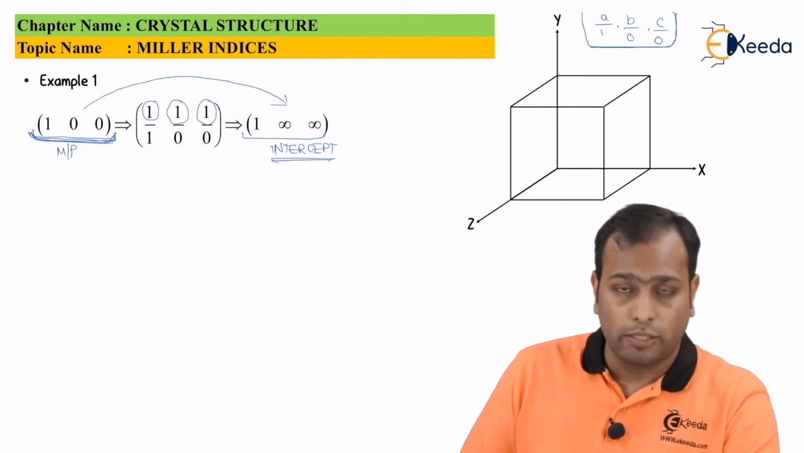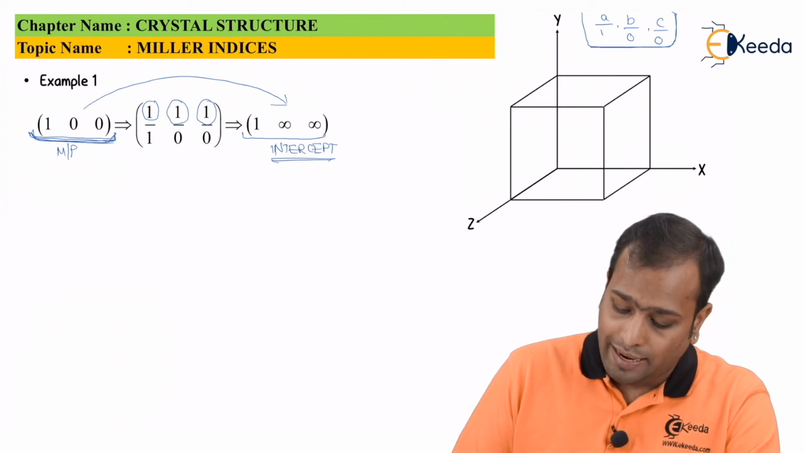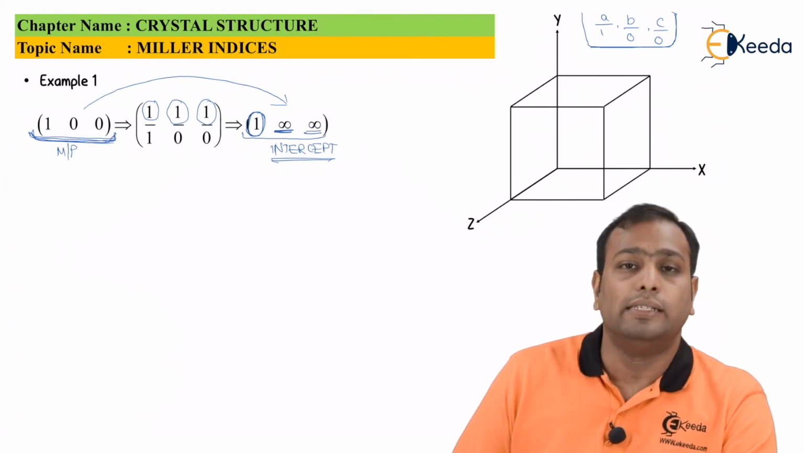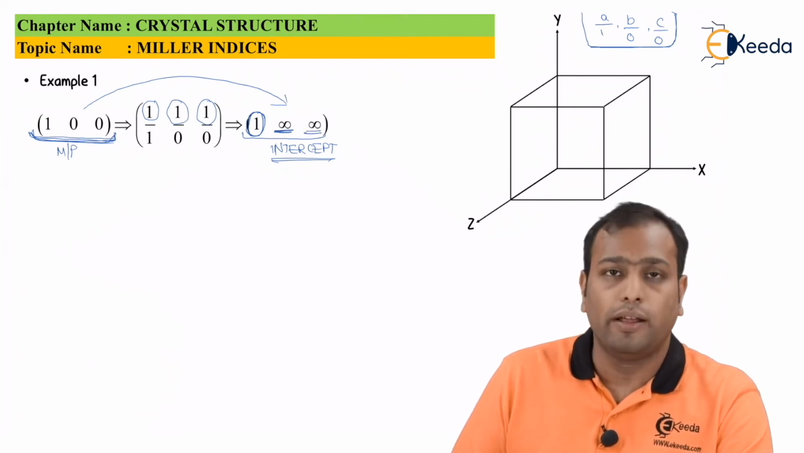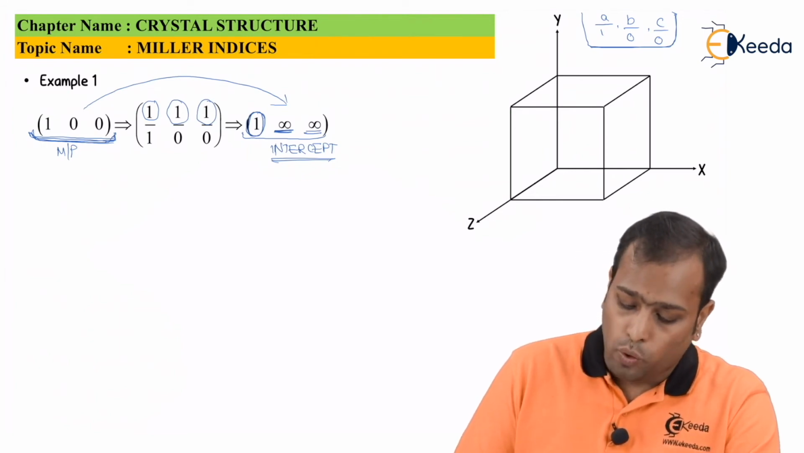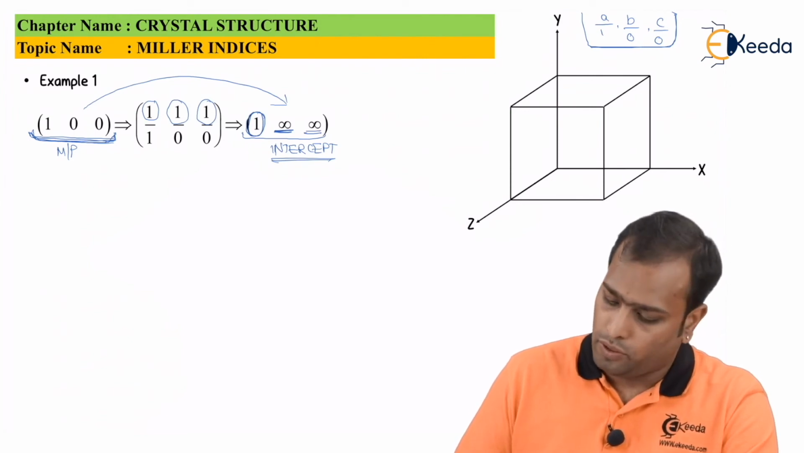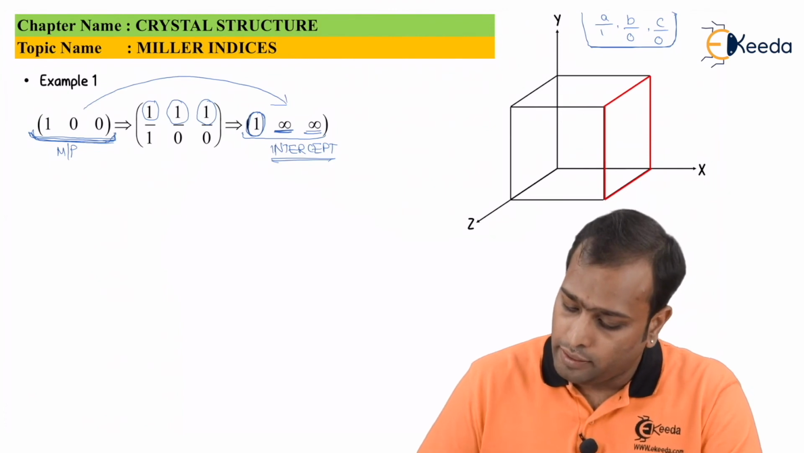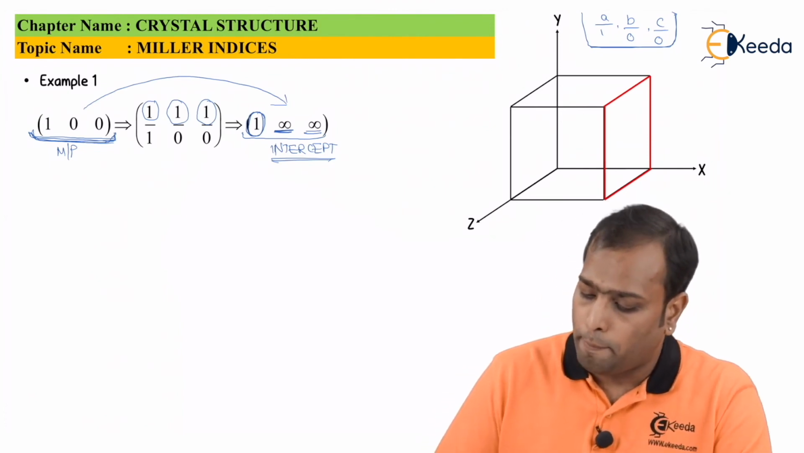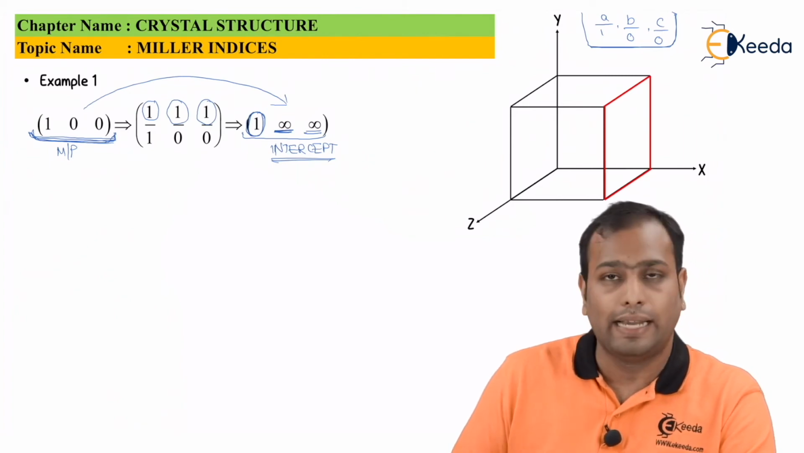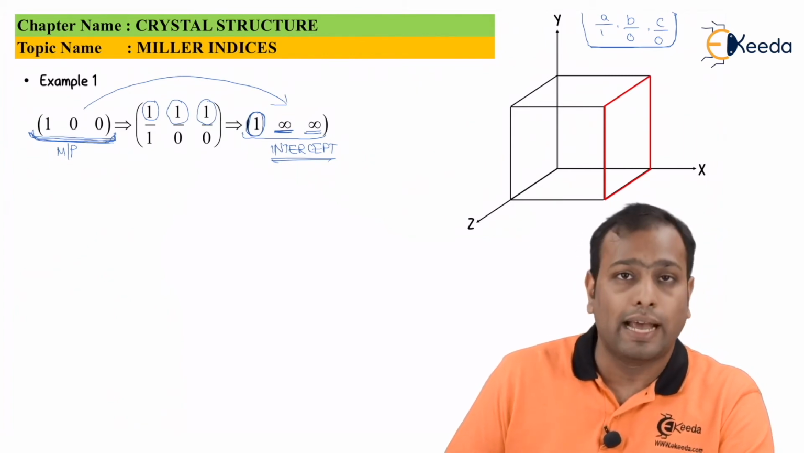What does this mean? This means that my Miller plane intersects the x-axis at 1 unit, but it does not intersect y and z. Why? Because the intercepts are infinity, or I can say it meets x at 1, and y and z at infinity. So this is how my plane would be. As I can see, this is the plane which is parallel to the y-axis. It is also parallel to the z-axis, but this cuts the x-axis.